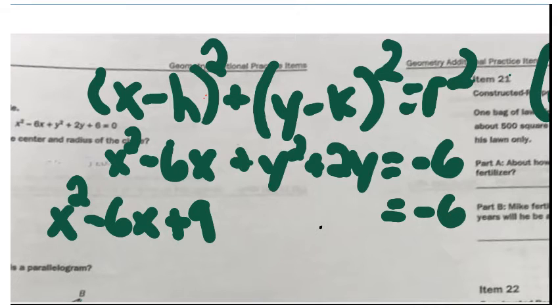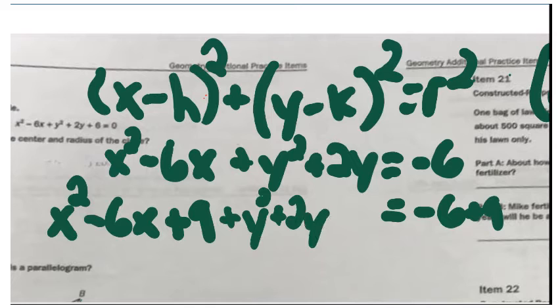So this would be negative 6 plus 9. Okay, so you now should complete the square right there. We have y squared plus 2y. When we divide 2 by 2, you get 1, and then 1 squared would give you 1. So we're going to add 1.